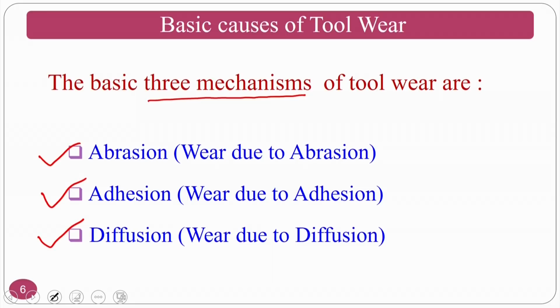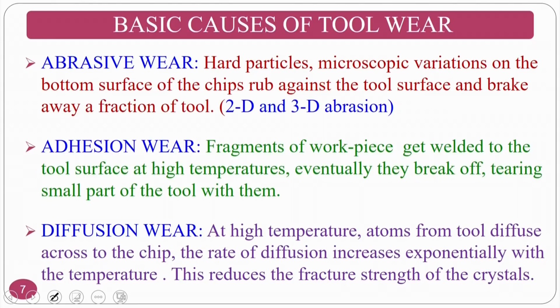Let us look at abrasive wear. These are hard particles causing microscopic variations on the bottom surface of the chip. Normally two types of abrasion take place: one is 3D and the other is 2D.